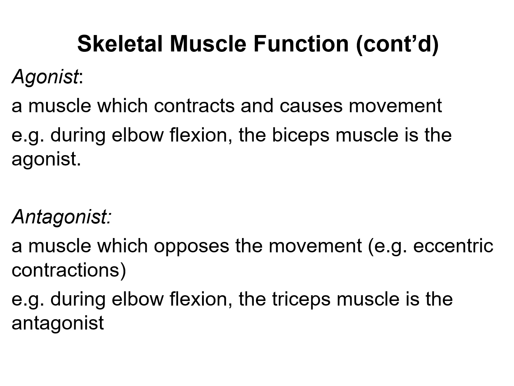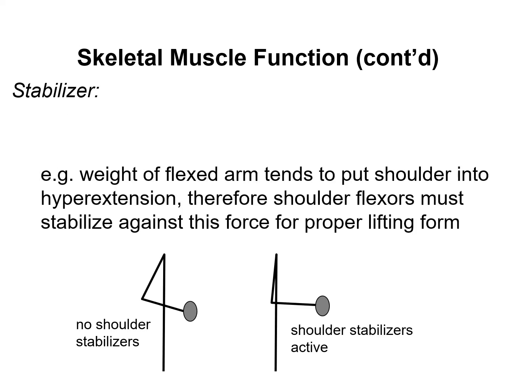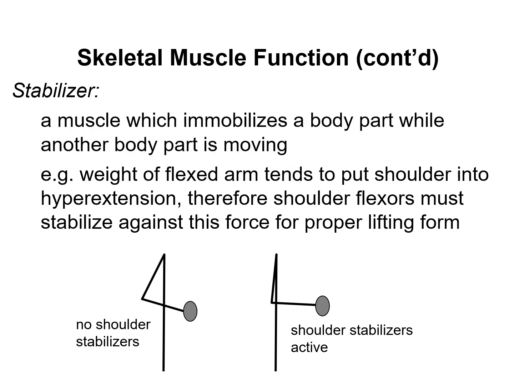Generally in motion, when we're looking at the desired motion, the agonist concentrically contracts while the antagonist relaxes. We also have a role of muscles called a stabilizer. A stabilizer muscle stabilizes a body part while another body part is moving. So if we're looking at this figure here, the weight of a flexed arm tends to put the shoulder into hyperextension. This would make arm flexion more inefficient.